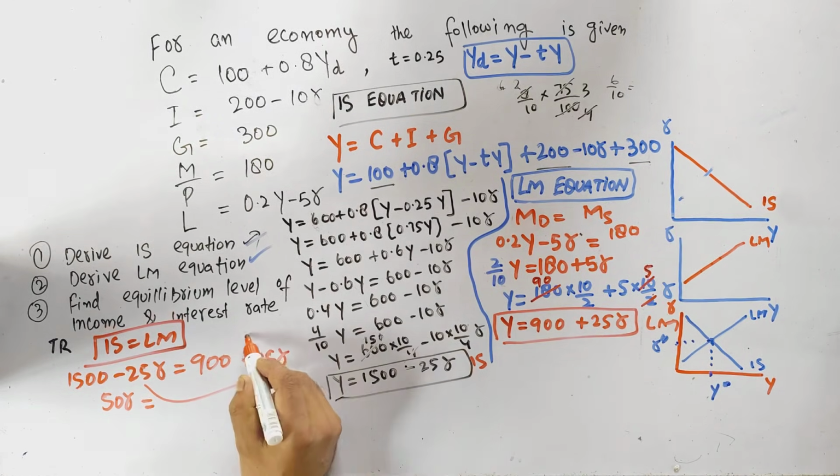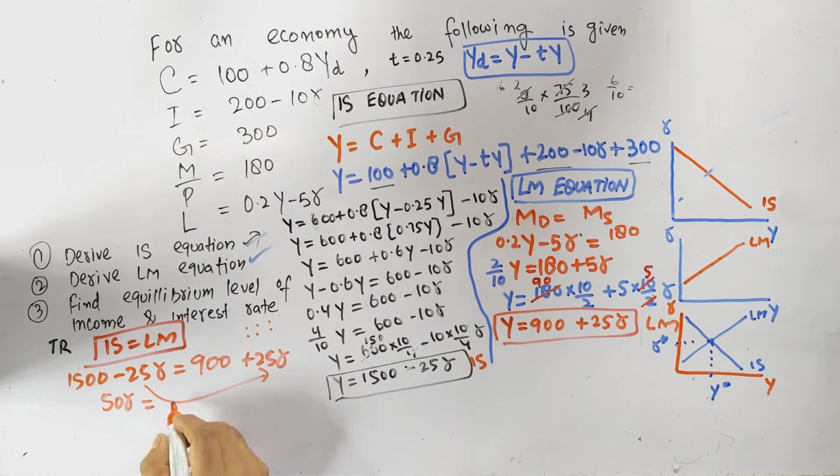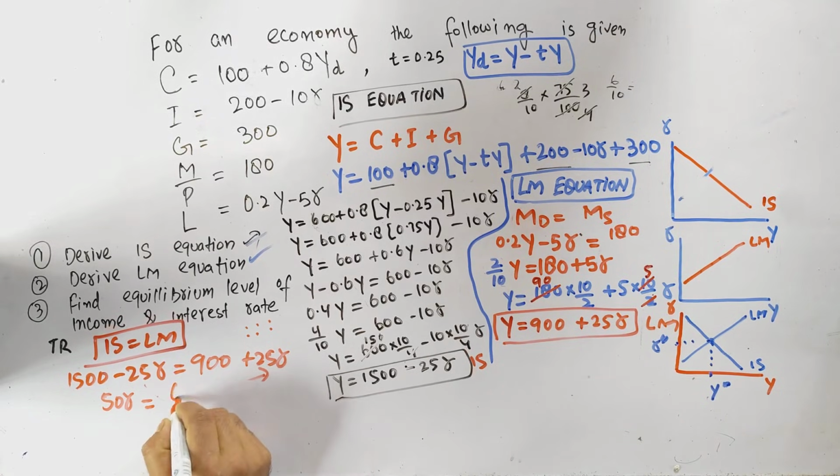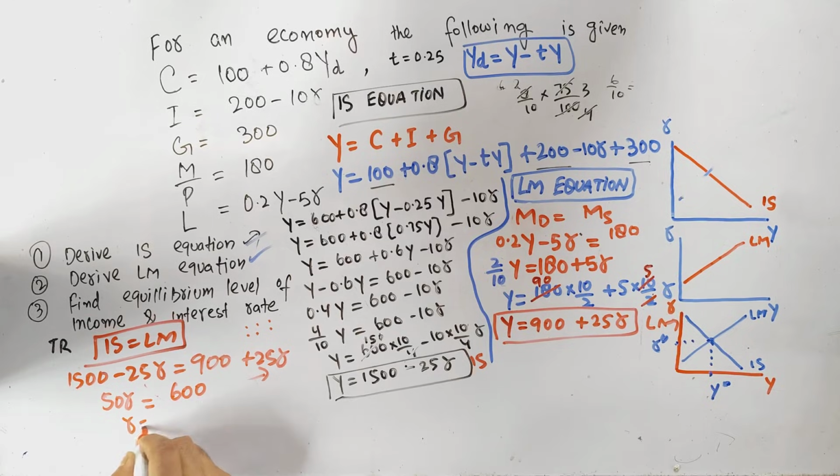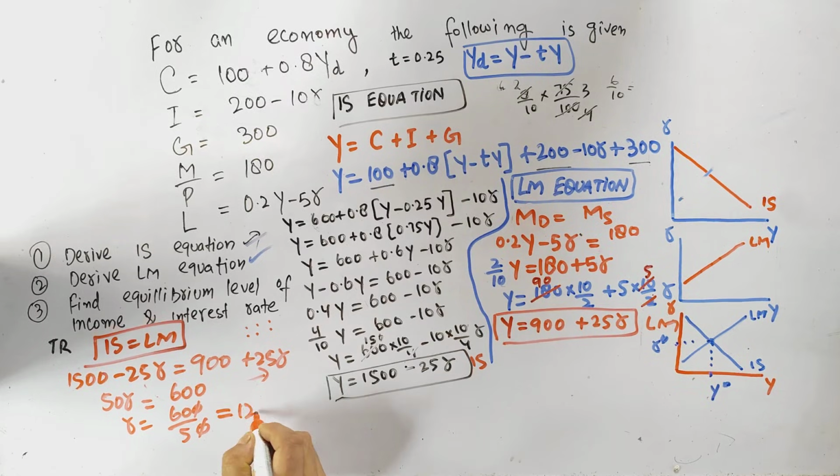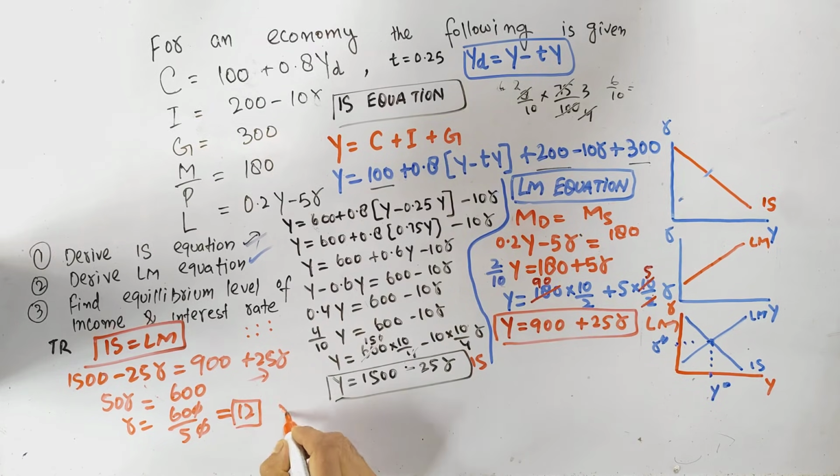So it is 600 here. Dividing both sides by 50, R will be equal to 600 divided by 50. So we get 12 here. So the rate of interest will be 12.